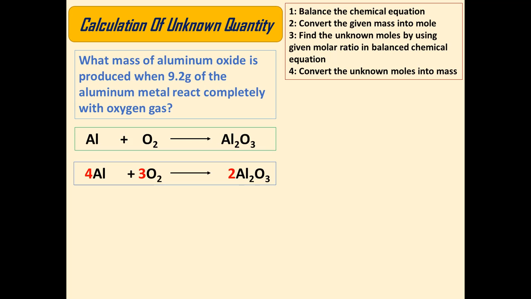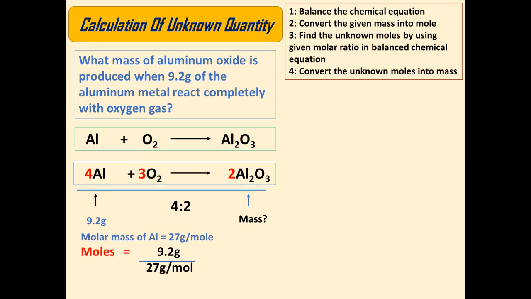And then we're going to find what we have. For example, in the balanced chemical equation, we have the molar ratio of aluminium to aluminium oxide as 4:2, while the aluminium mass is given, this is 9.2 gram. So first, we're going to convert this mass into the mole by using molar mass. The molar mass of aluminium is 27 gram per mole. So we're going to divide 9.2 gram by 27 gram per mole. This will give us 0.34 moles.